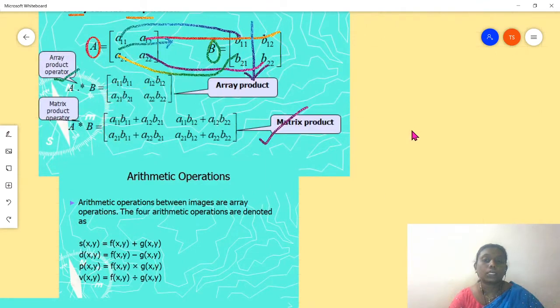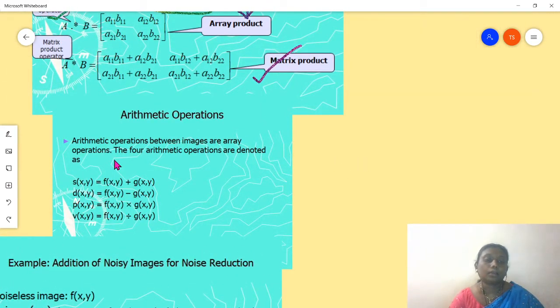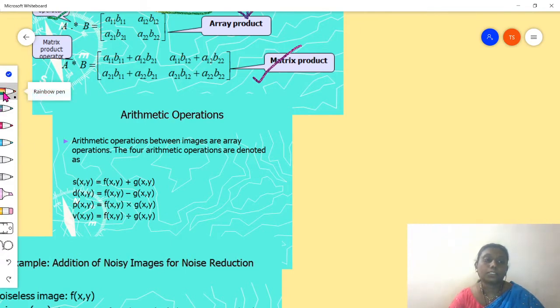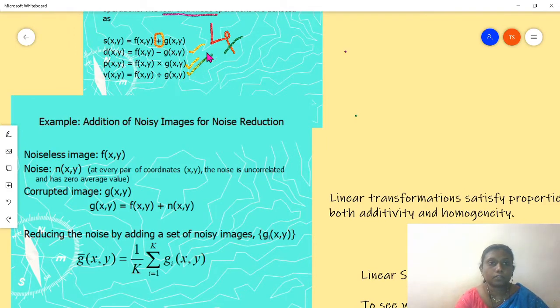And then what are the arithmetic operations we are using in digital image processing? Here we are applying the arithmetic operations upon array operations. So between images, we are applying array operations. We have four arithmetic operations. Suppose s of x comma y is equal to f of x comma y plus g of x comma y. This is the plus operation. And next is the subtraction operation, and next is the multiplication operation, and next is the division operation. These are the four basic arithmetic operations we are applying in array operations. So we have seen basic arithmetic operations upon arrays of the images.